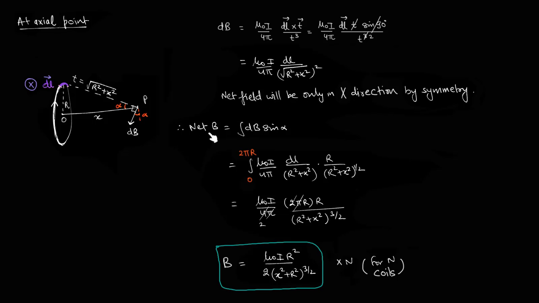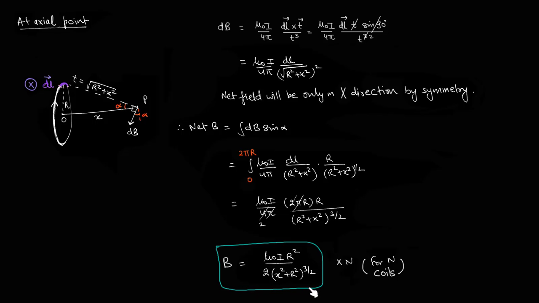So net B I can write as dB sine alpha. Now sine alpha is what? R upon root r square plus x square. That's what I've written here. And the limits of dl will be just from 0 to 2 pi r. So you solve this and you will get B is mu naught I r square by 2 times x square plus r square power 3 by 2.